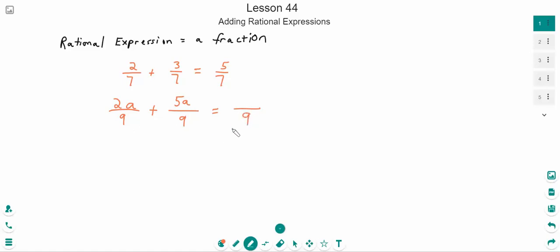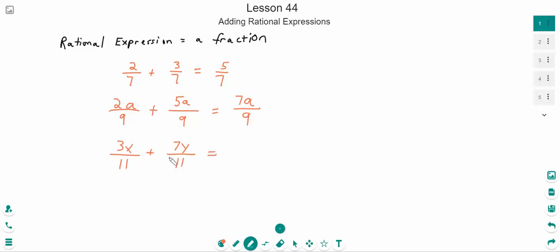The new fraction is going to have the denominator as a 9 as well. And now we can add the numerators. 2a plus 5a is, well, they're like terms, so I can add them. 7a. So we have 7a over 9. Now, if I have something like this, 3x over 11, well, let's make this a little different. Let's go plus 7y over 11.